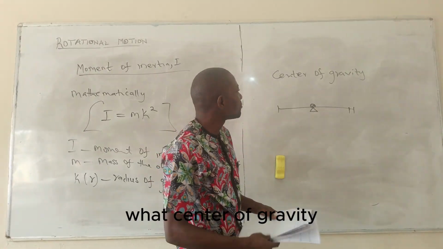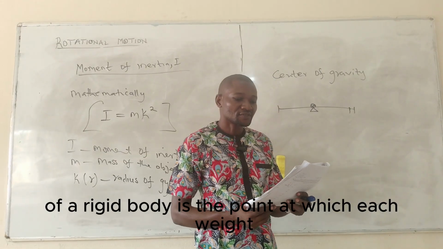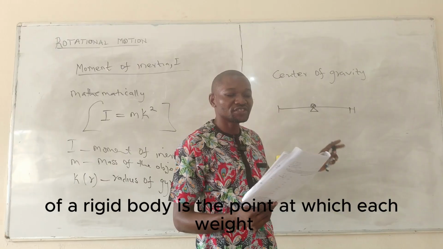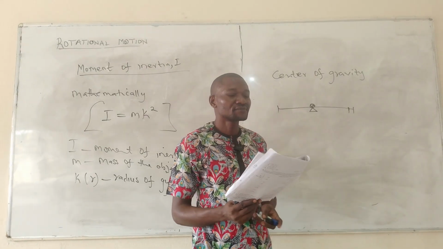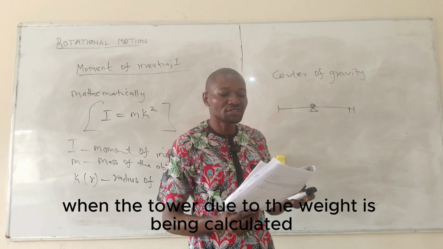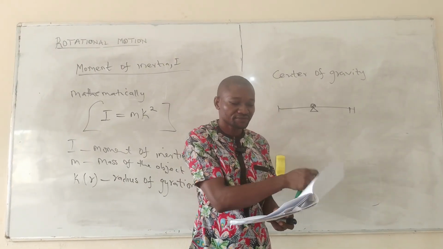So we are saying what? The center of gravity of a rigid body is the point at which its weight can be considered to act when the torque due to the weight is being calculated.